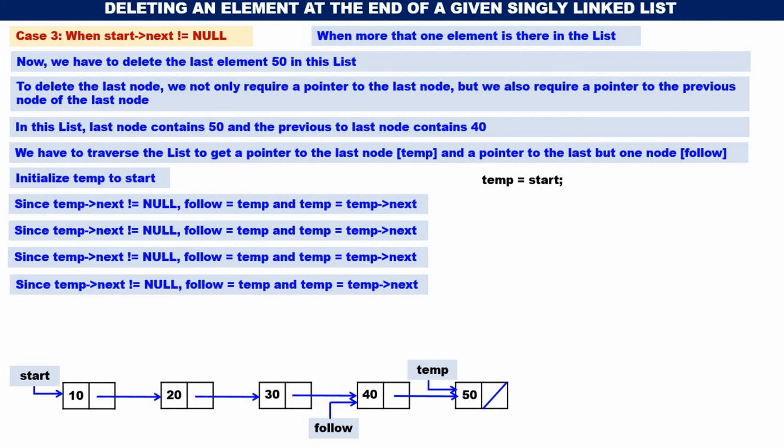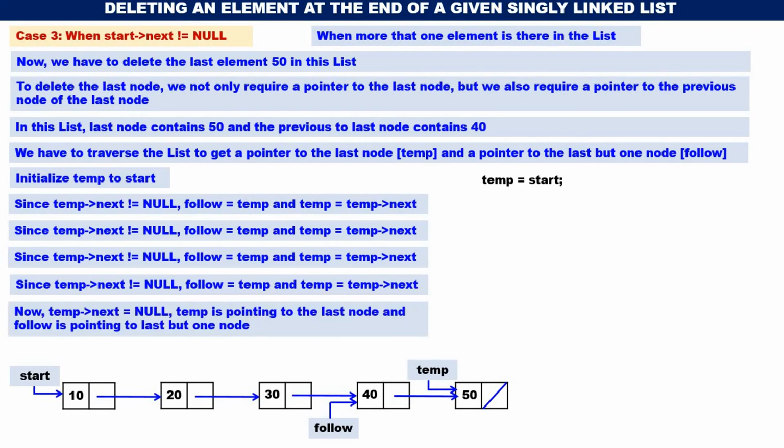Now, carefully understand what is temp of next. Now temp of next equal to null. Temp is containing the address of the node 50. Temp of next equal to null. So temp of next equal to null, meaning temp will contain the address of the last node and follow will contain the address of the last but one node. Now temp of next is equal to null. Temp is pointing to the last node and follow is pointing to the last but one node. That's what we wanted.